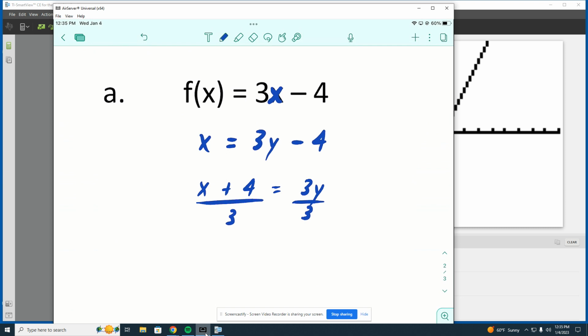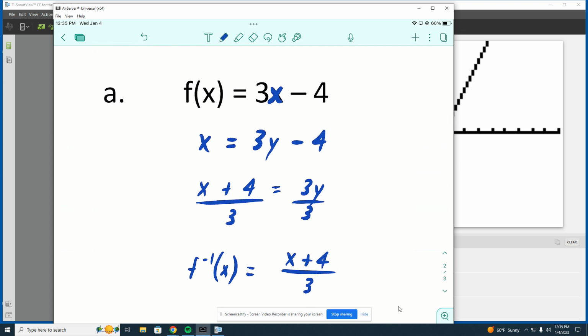Okay, so I'm ready to go ahead and write my inverse function, right? So here's the deal. If my original function was f of x, what are we going to name our new inverse function? F of negative 1 of x equals x plus 4 over 3. So I feel pretty good about what I've done here, right?